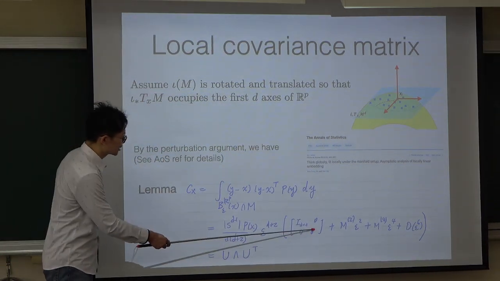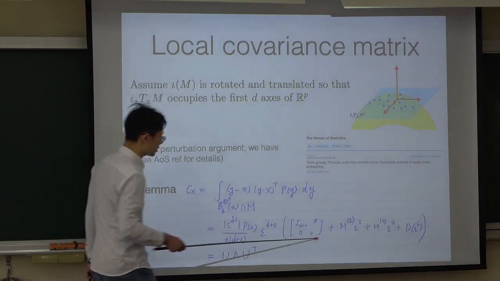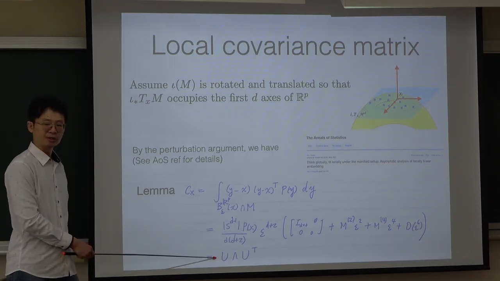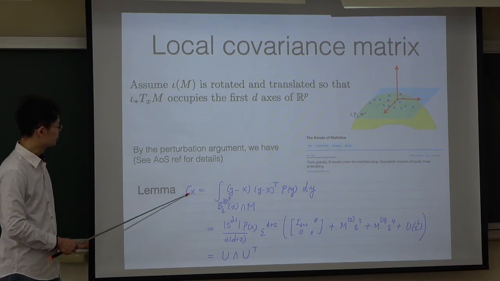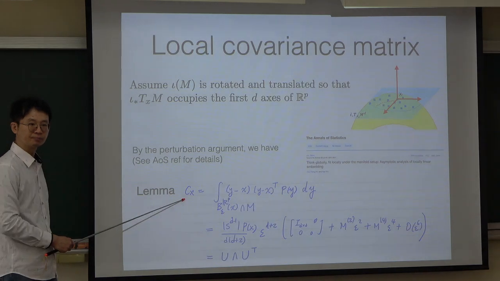So this is a symmetric matrix. All the others are symmetric. So you can do eigenvalue decomposition, and you get U lambda U transpose. This is the eigenvalue decomposition of the local covariance matrix.